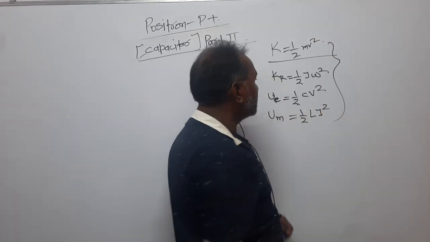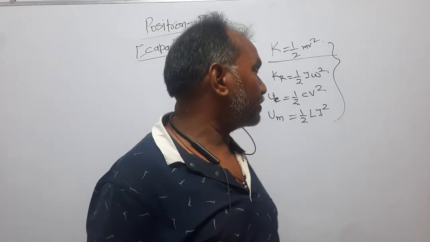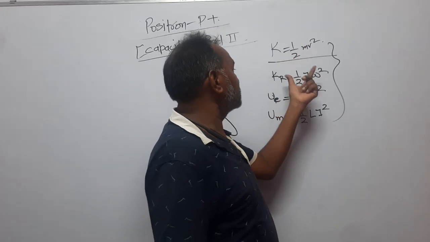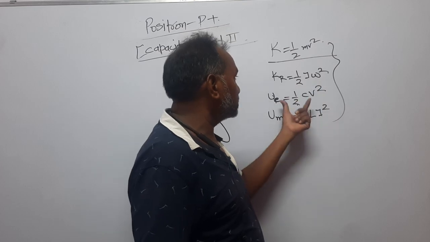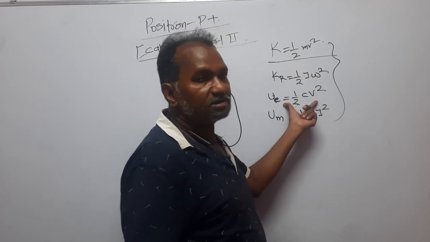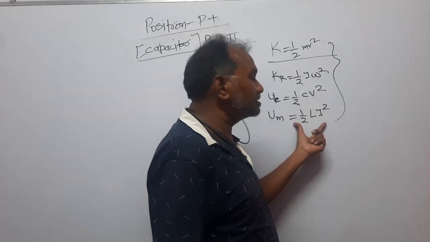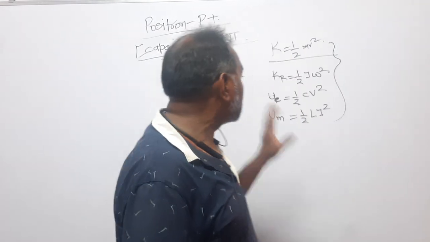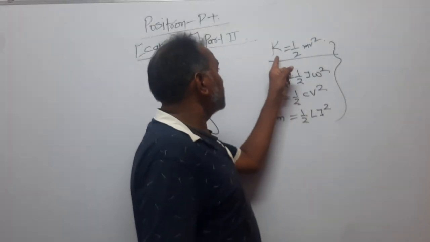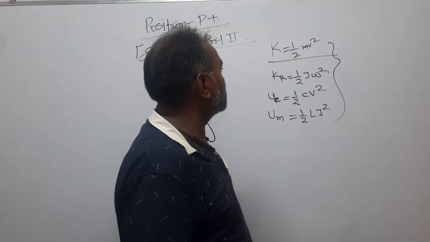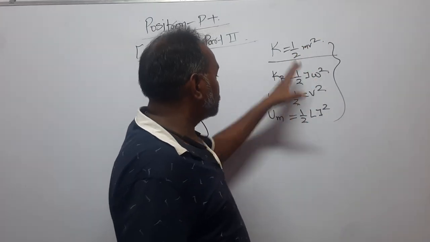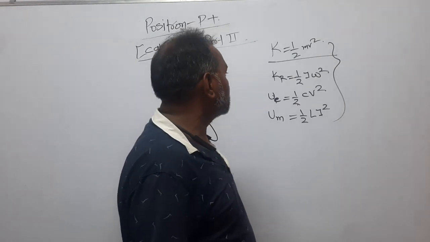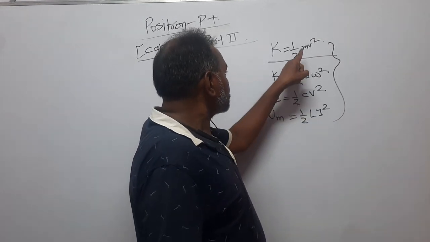Now there is a great analogy between all these formulas. It is a linear kinetic energy, a rotational kinetic energy, an electrical energy in the capacitor, and a magnetic form of energy stored in the inductor. Dear student, you write K is equal to half mv square. It means I am comparing all these formulas in this way.